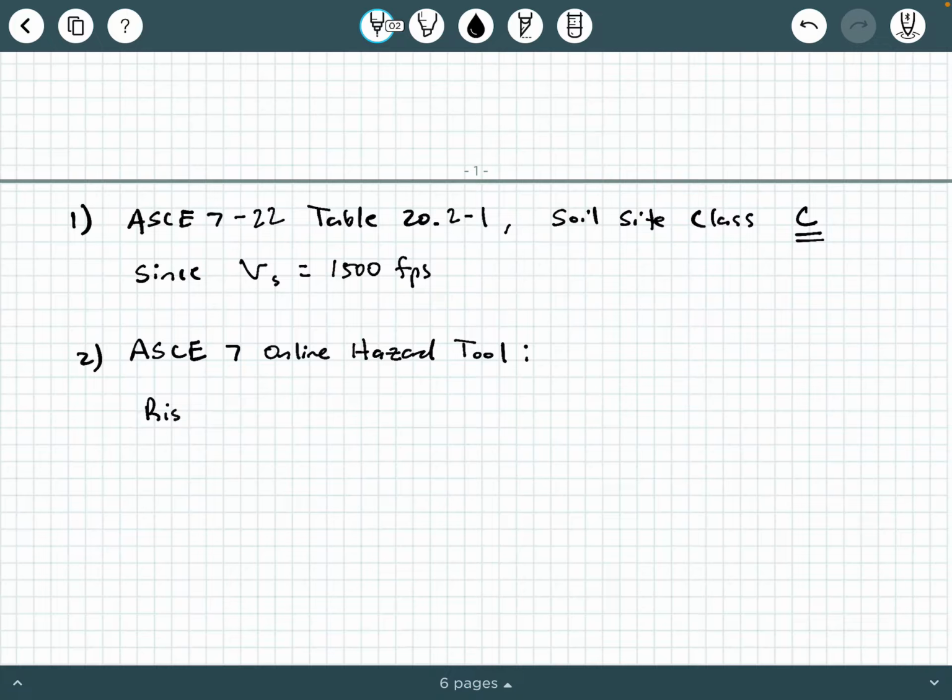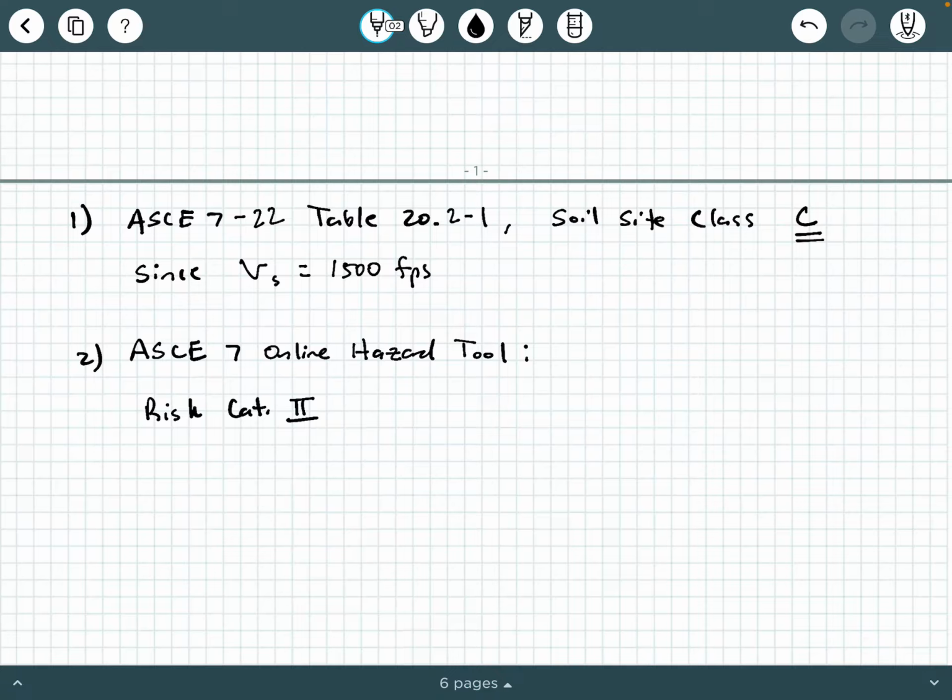Okay. Well, how do I know that? I'm going to list that here: risk category 2. Well, how do I know it's a risk category 2? Again, if I refer to ASCE 7-22 and look in chapter 1, page 5, table 1.5-1, very likely I have a risk category 2 building based on it being an office building that's lightly occupied throughout the week. There's no indicator that it's risk category 1, 3, or 4, so I'm going to go with risk category 2 there.